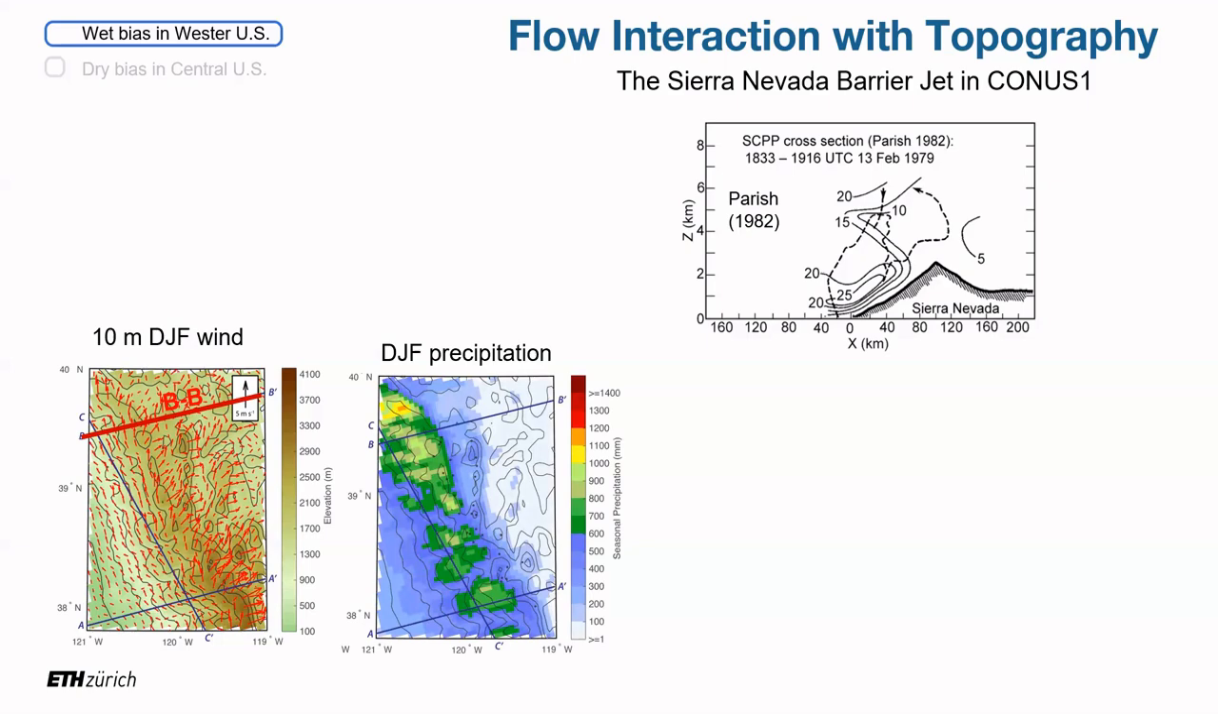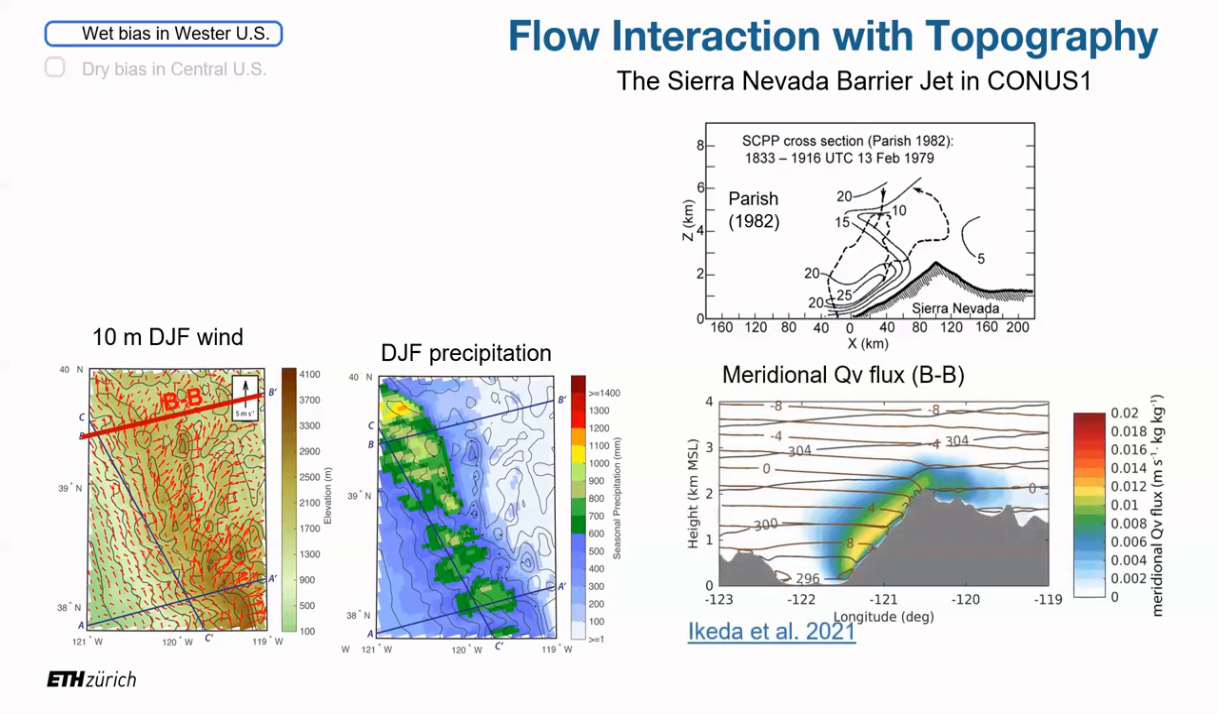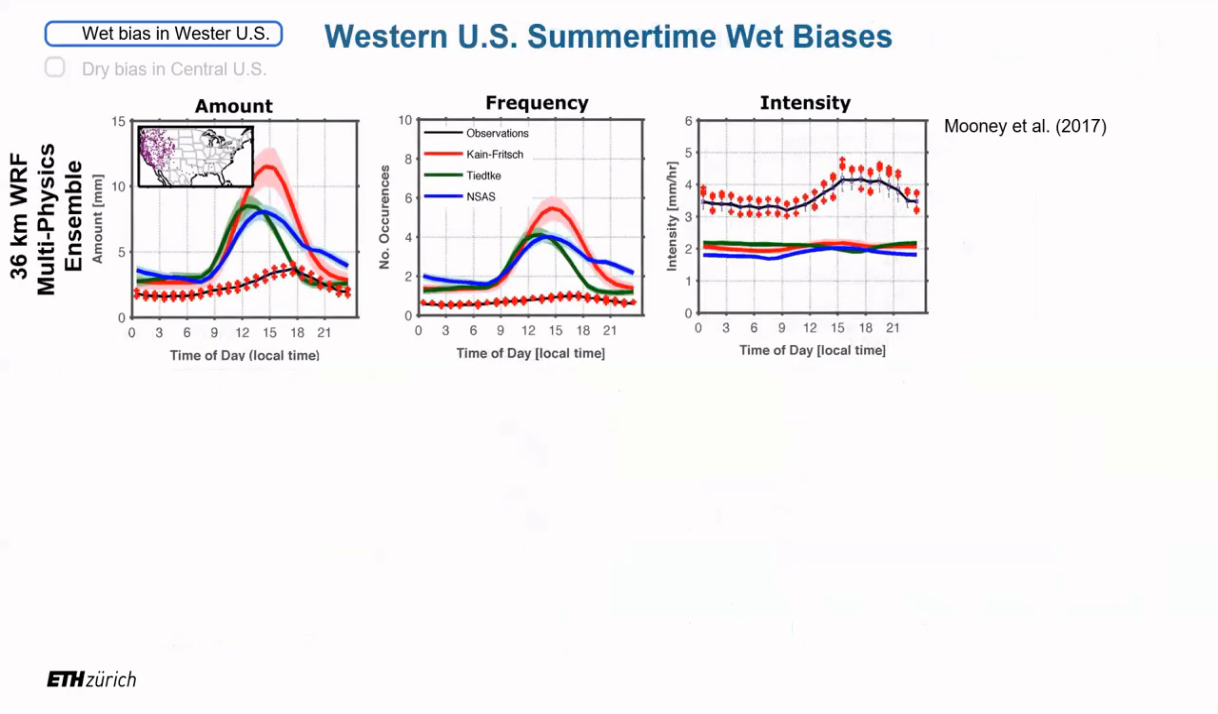We can simulate this very well with our 4-kilometer model in this case. And you can also see that we can get these cross-barrier jets simulated very well. So once you get to these kilometer scales, these orographic flow interactions are much better simulated. And this is also true. We see similar things in the Himalaya regions, for example, and also in the Alps.